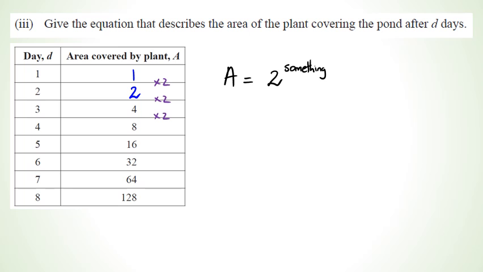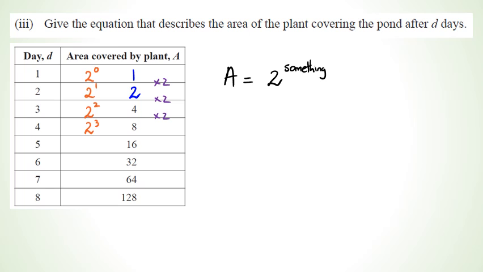Now I need to figure out what that something is. So what I can do is I look at the numbers, and I know that 1 could be written as 2 to the power of 0, 2 could be written as 2 to the power of 1, 4 could be written as 2 to the power of 2, 8 could be written as 2 to the power of 3.